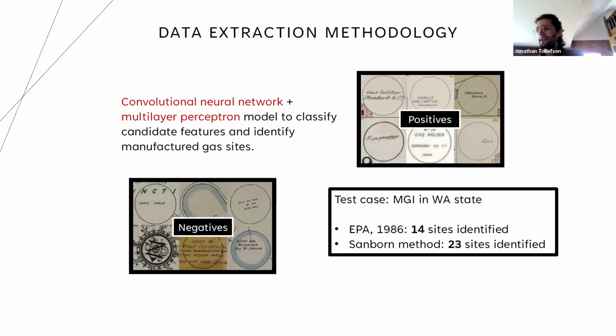And to deal with that, I built out a machine learning classifier to sort out the manufactured gas sites that we care about from all these other candidate features. This involved coding a huge number of these candidate features to build out a training data set, using these data to train an ensemble classifier, which consists of a combination of convolutional neural networks and multi-layer perceptron models.